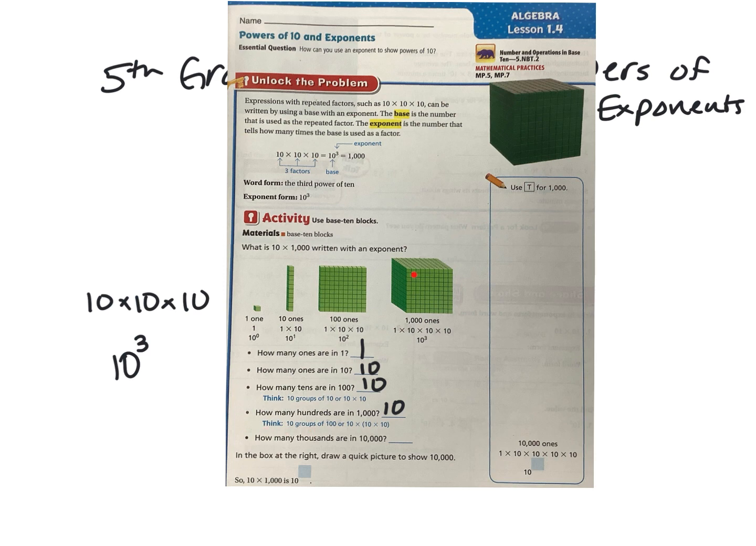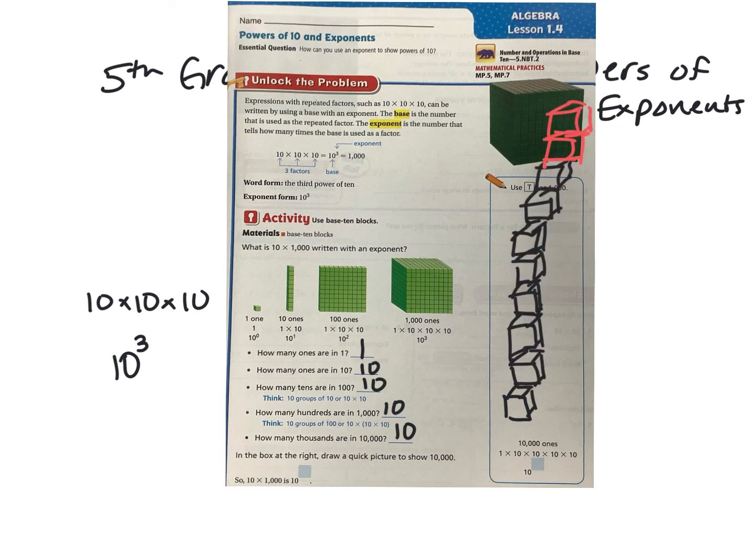So how many thousands would be in 10,000? There would be 10 of them, you guessed it. And in the box at the right, draw a quick picture to show 10,000. I don't even know if I could. All right, give me a moment. Okay, I did it. Sorry about the sloppy drawing. This is one of these, and I did 10 of them stacked on top of each other. This is 10 times 10 times 10 times 10. There's 4 tens there, so it is 10 to the 4th power. So 10 times 1,000 is 10 to the 4th power.